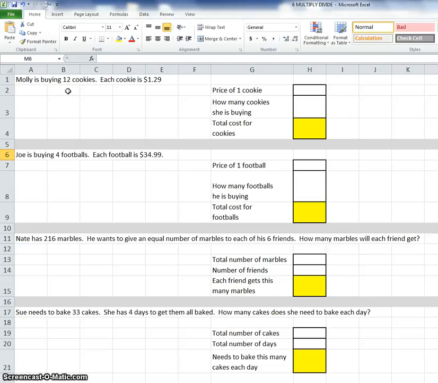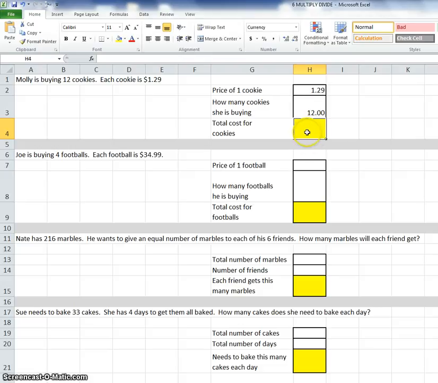So what we're going to do is write the price of one cookie right here, $1.29. You can put a dollar sign if you want or not. I'm not too concerned about that. Next we need to know how many cookies she is buying. If you go back and read this again, you'll find the answer. Now, how much are we going to owe for these cookies? Well, we've decided that we needed to multiply, and we're going to multiply the price of one cookie times how many cookies, which is 12.